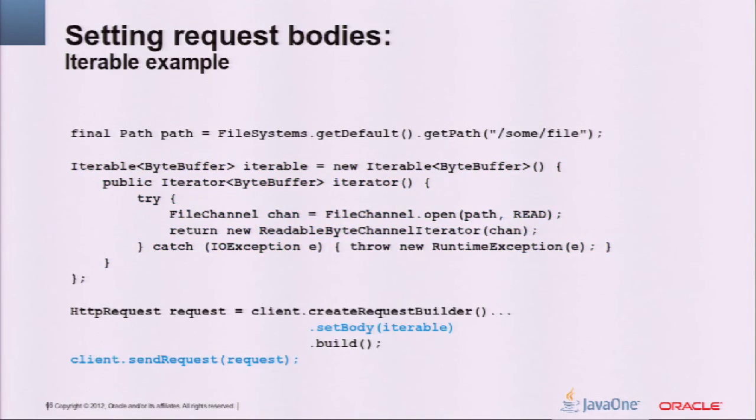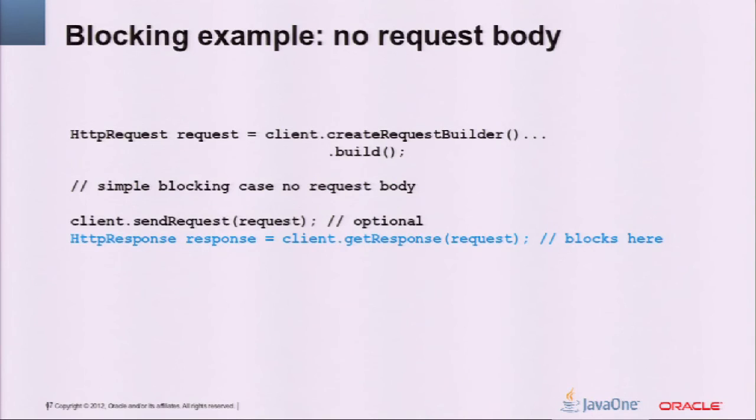Okay, I'm just going through this quickly. So just moving on then to some very simple examples. This is probably the simplest possible example of sending a request, in this case with no request body. You can see we create a request builder, build a request from it, and then you can call client.sendRequest. But the highlighted line at the bottom is where the blocking happens. We call client.getResponse. So the calling thread just simply blocks at that point until the request has been sent out and the response has been received.